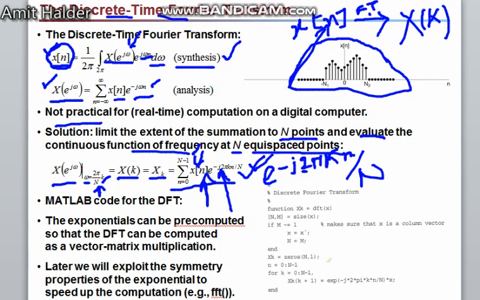E to the power minus j 2 pi k n. What is k? K is each of the sample values of the Fourier transform, okay?